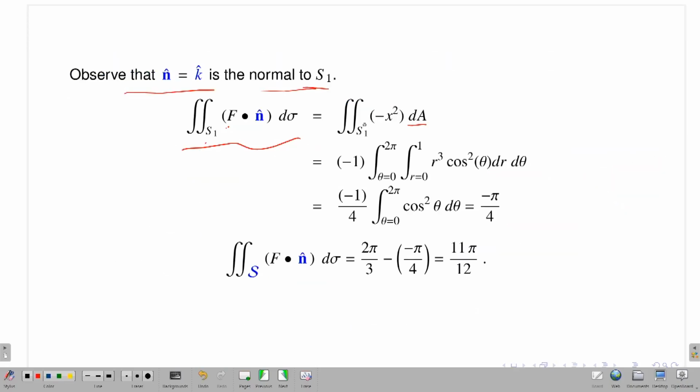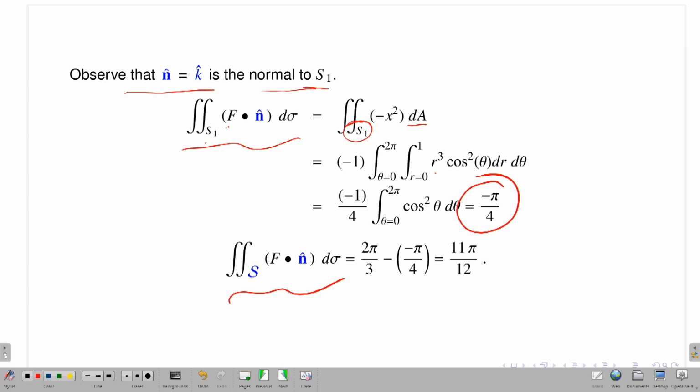Of course, S1 is the circular region in the plane z equals 0, so you just convert to polar coordinates. If you calculate it, it should be the integral of r cubed cos squared theta dr d theta. You just do the integration, and this is minus pi by 4.